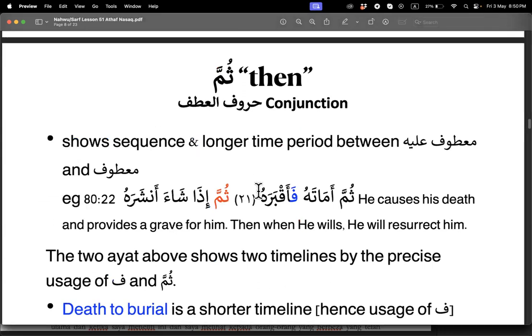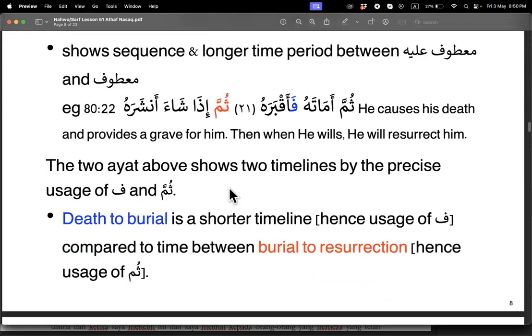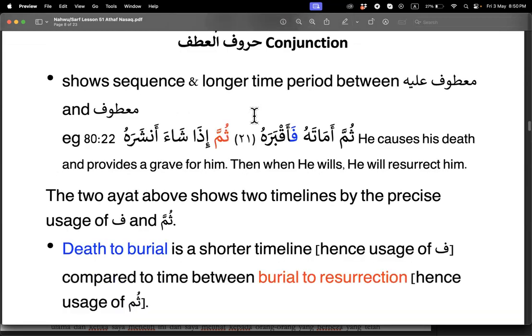So here we have Thumma amatahu fa'akabarah. Just now, the same example: after he died, his grave is immediate. Then Thumma idha sya'a ansyarah. Then when Allah wills, Allah will resurrect him. So from the grave to resurrection is a much longer period, so Thumma is used. When Allah uses Thumma and when Allah uses fa, it is very precise. So you can use all this to contemplate, inshallah. So this is the explanation of this. That's all for Thumma.